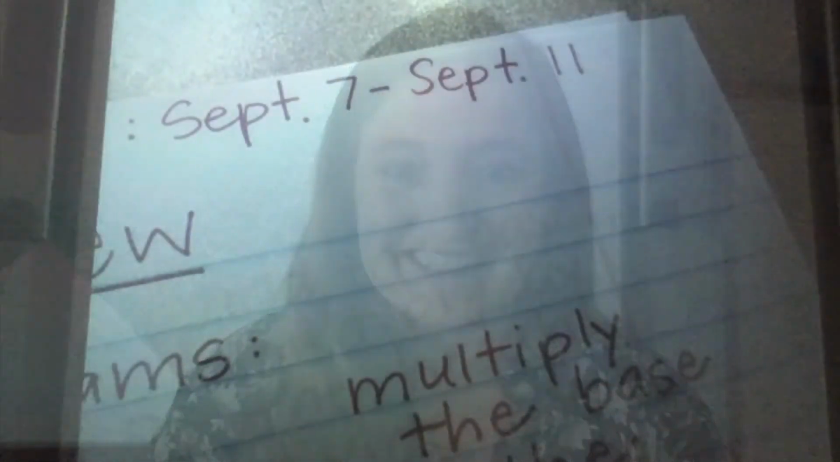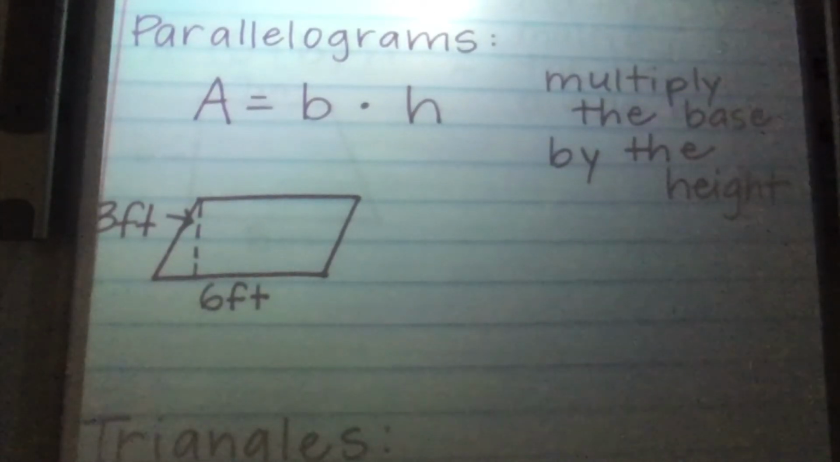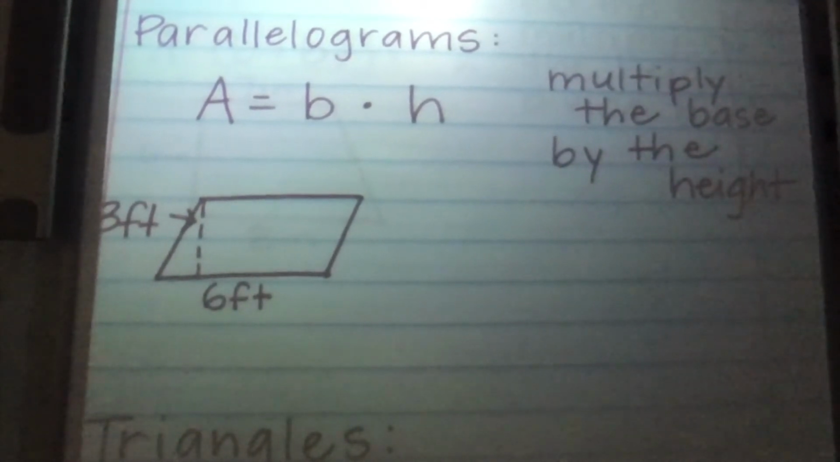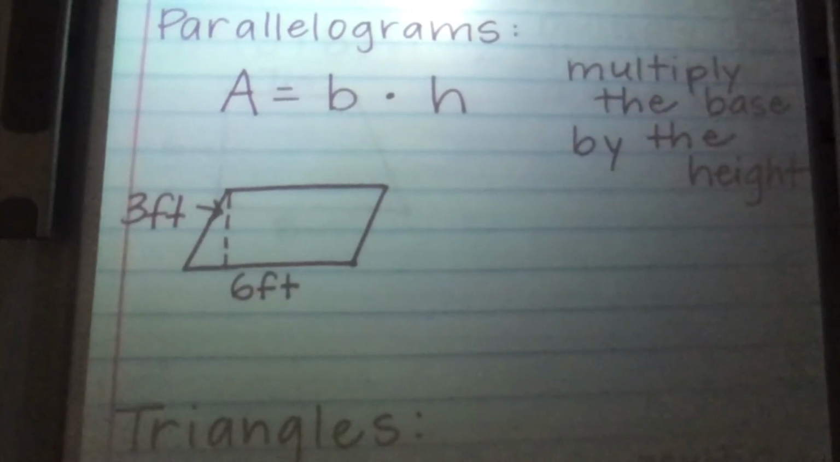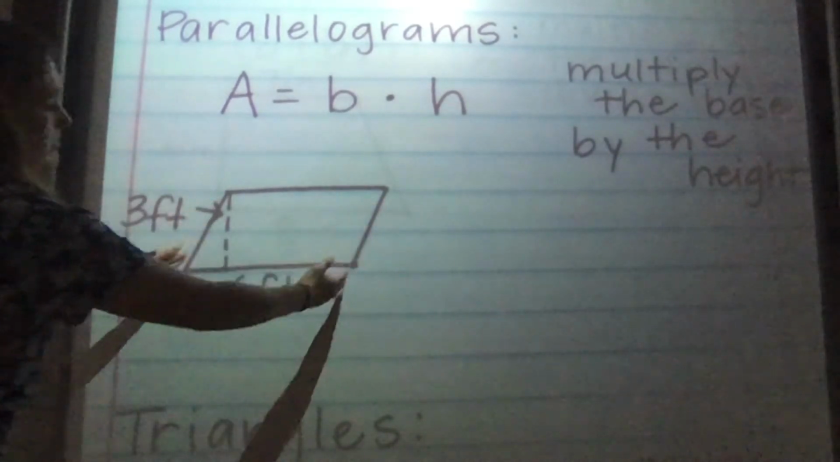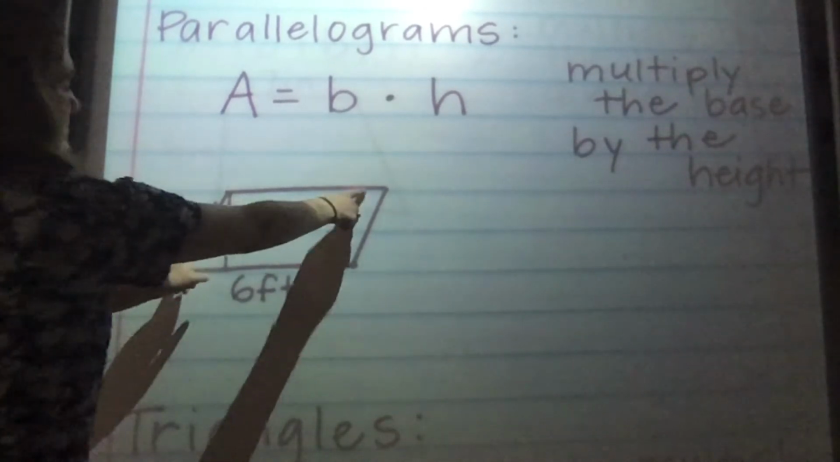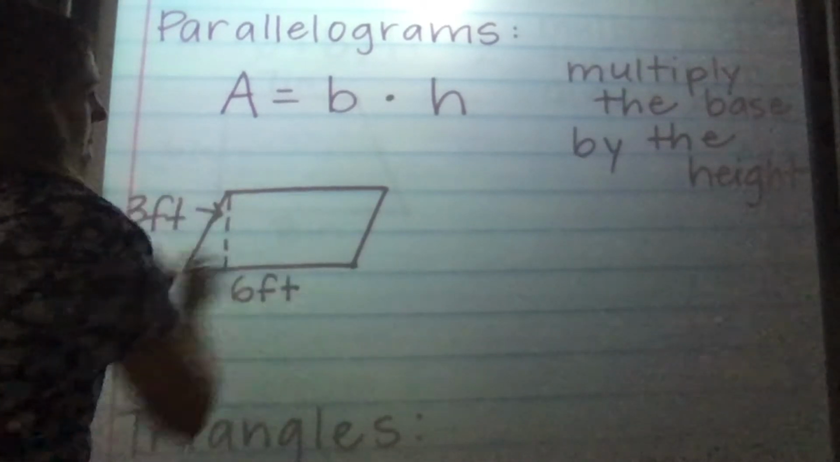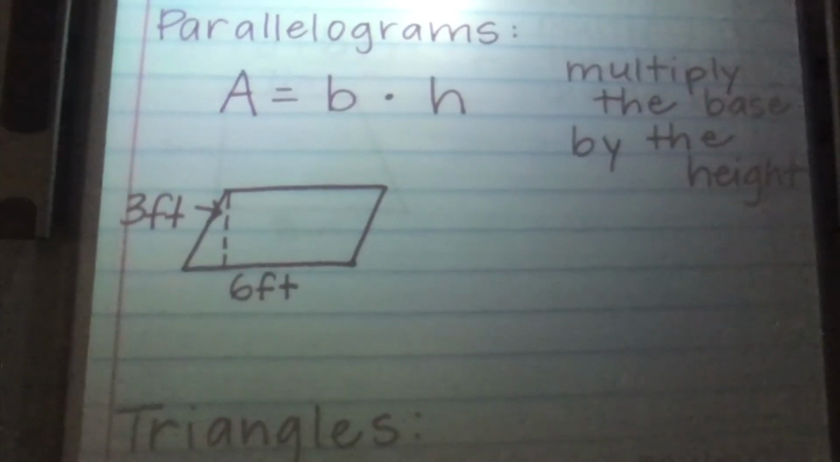And here we go. Hey guys, so like I said, this week we are going to review finding area of parallelograms, trapezoids, and triangles, and then I'm going to introduce composite figures. So let's just review with parallelograms. We know that a parallelogram is a parallelogram because it has two sets of parallel lines. And remember, one set is going to be kind of slanted. So that means that you end up having two acute angles and two obtuse angles. Okay. The formula for finding area of a parallelogram is to multiply the base times the height. So A equals B times H.